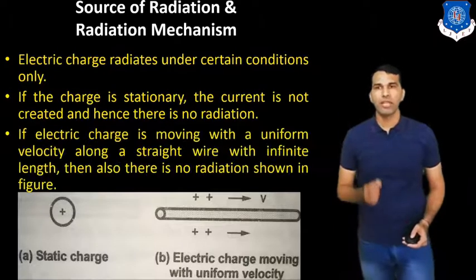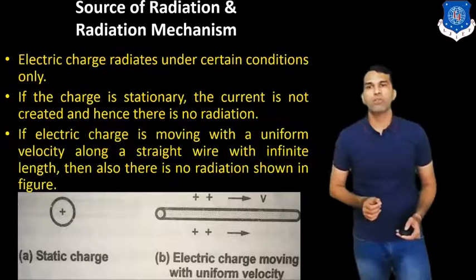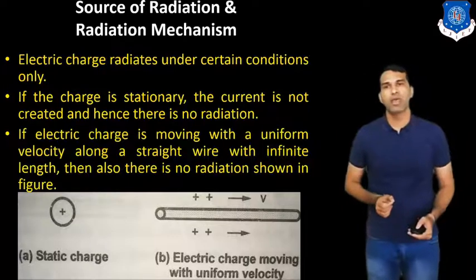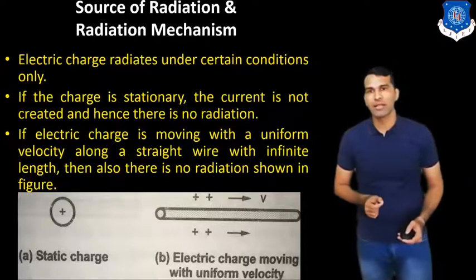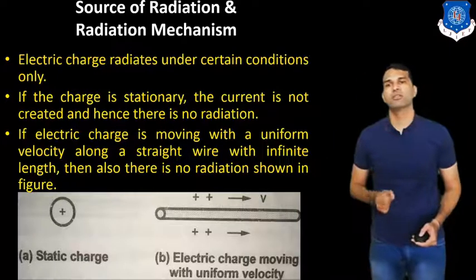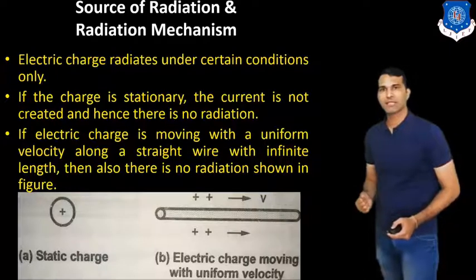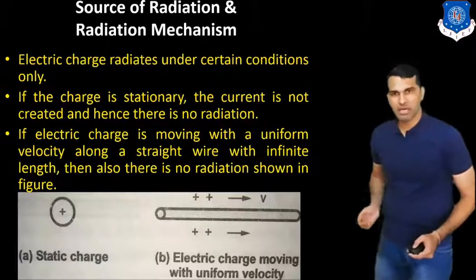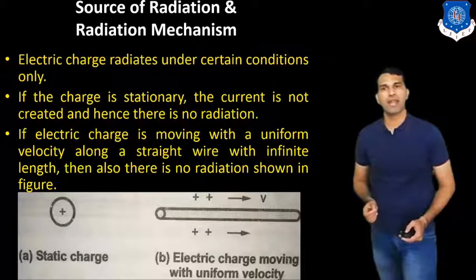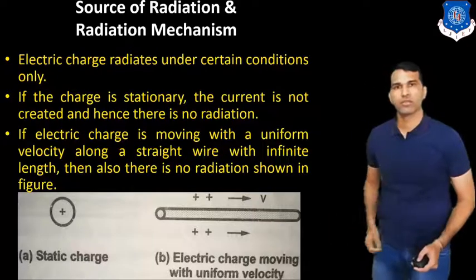Now, if the electric charge is moving with uniform velocity along a straight wire with infinite length, then there is no radiation, as shown in the figure. So here we can see the electric charge moving in a straight wire with infinite length, and there is also no radiation produced.